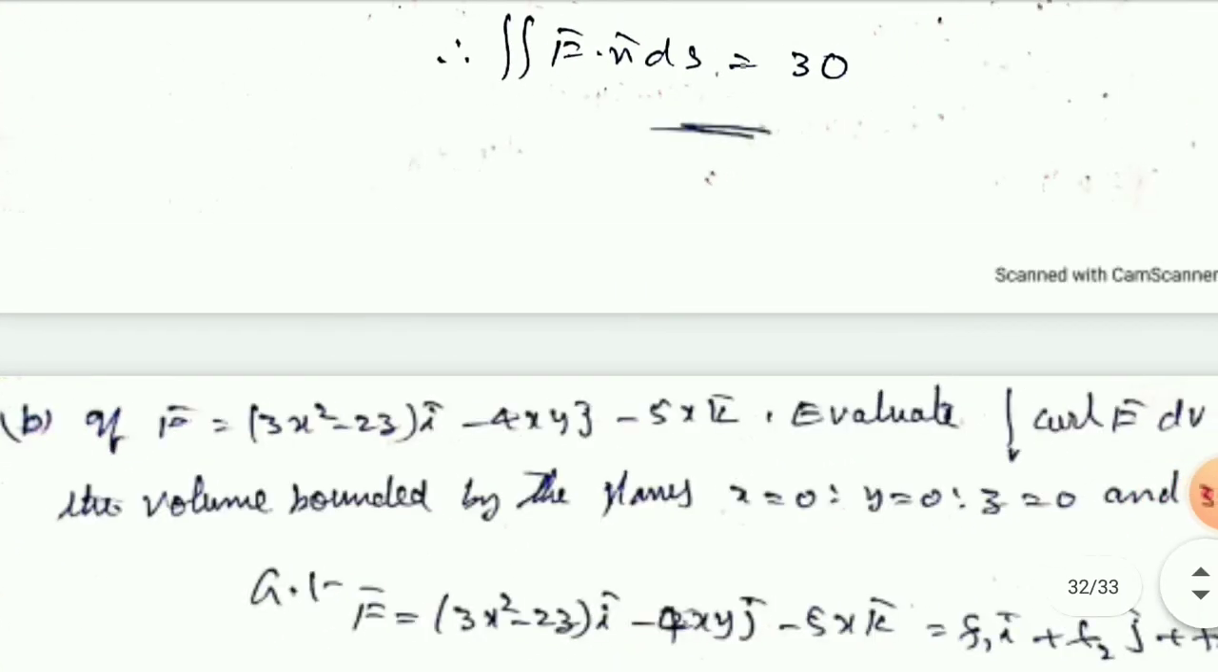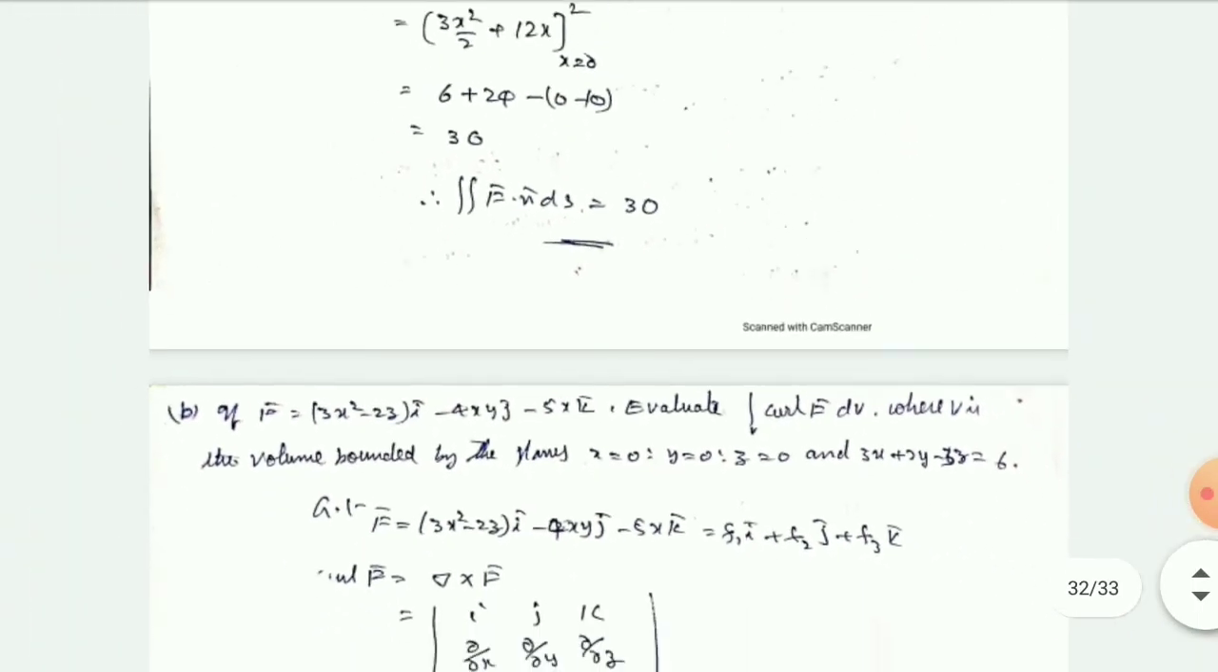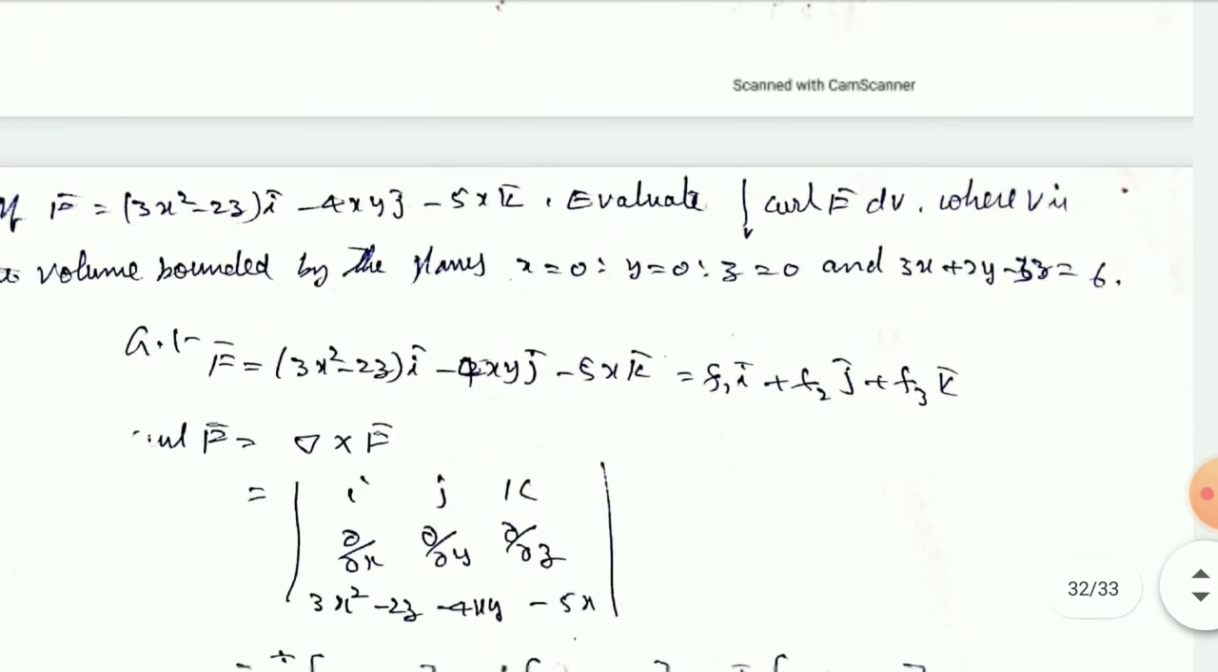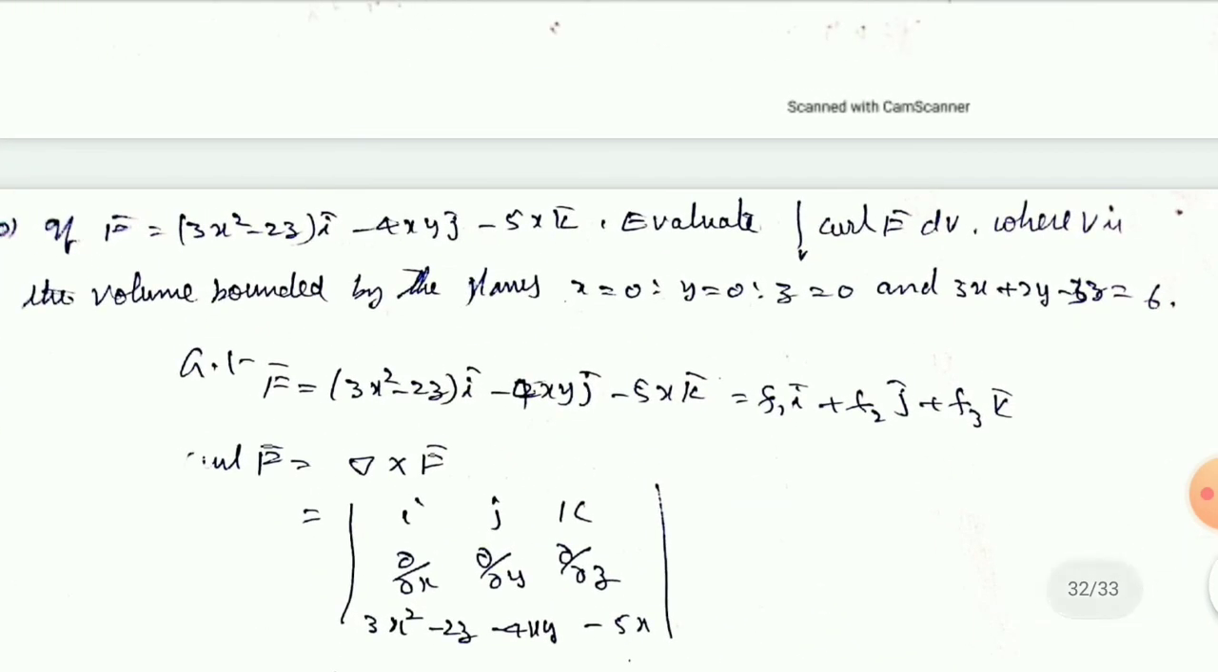So the problem is 11th B bit. If f bar equal to 3x square minus 2z i minus 4xy j minus 5x k, then evaluate the integral over v of curl of f bar dv, where v is the volume bounded by the planes x equal to 0, y equal to 0, z equal to 0 and 3x plus 2y minus 3z equal to 6. That is the problem they have given. Remember, f bar is already given, so we are asked to calculate a volume integral of curl of f bar.